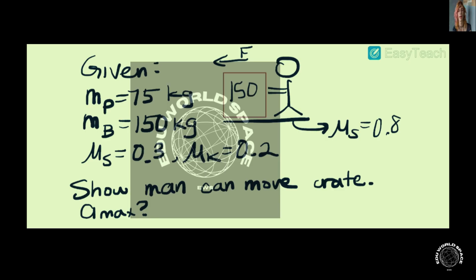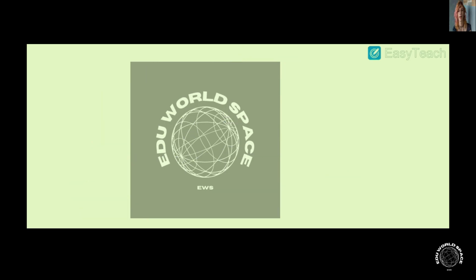So what we're going to do is first assume that the crate is about to slide. So what we can do is apply Newton's second law and say that the net force in the y direction is equal to 0.